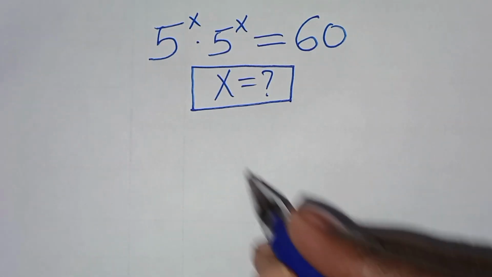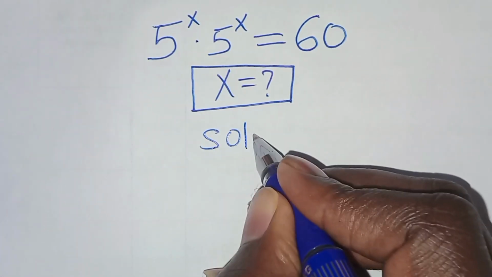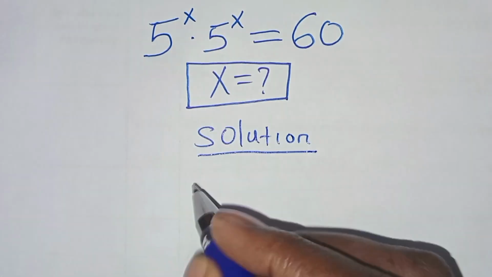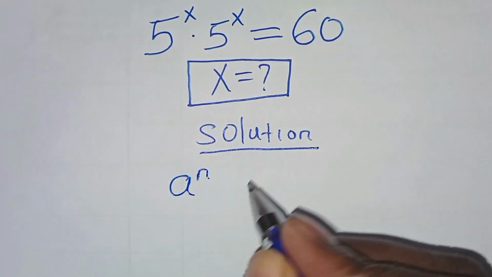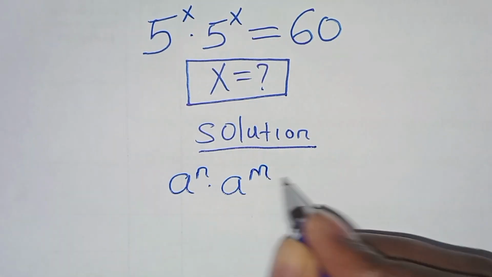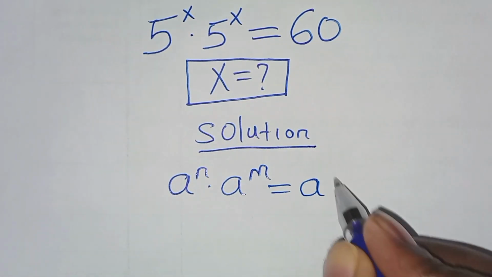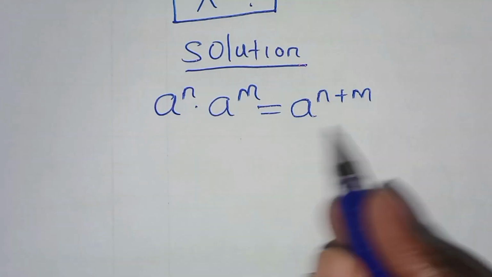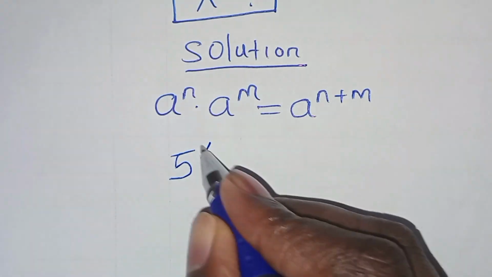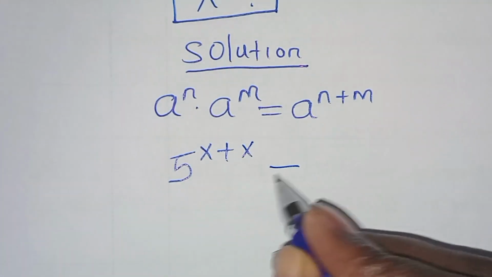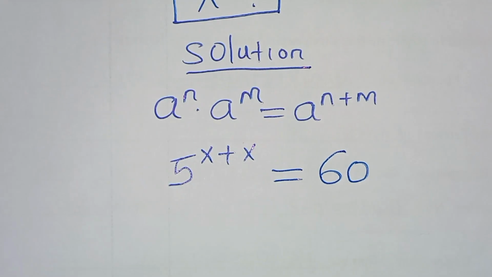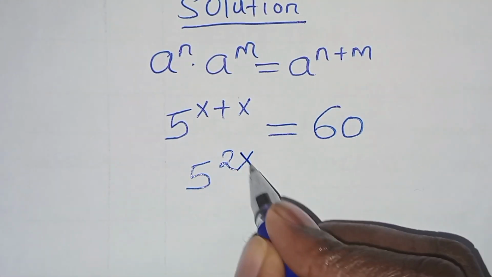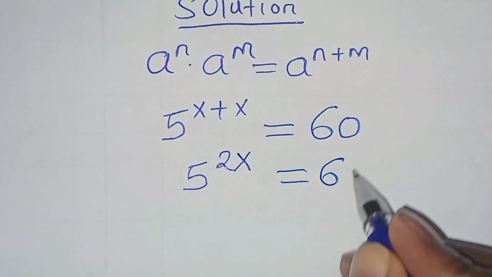Now, let's present the solution here. So this exponential equation is in the form of a to the power n times a to the power m, which we can express as a to the power n plus m. Applying this property, here we have 5 to the power x plus x, which is equal to 60. The next step is that we have 5 to the power x plus x, which is 2x, equal to 60.